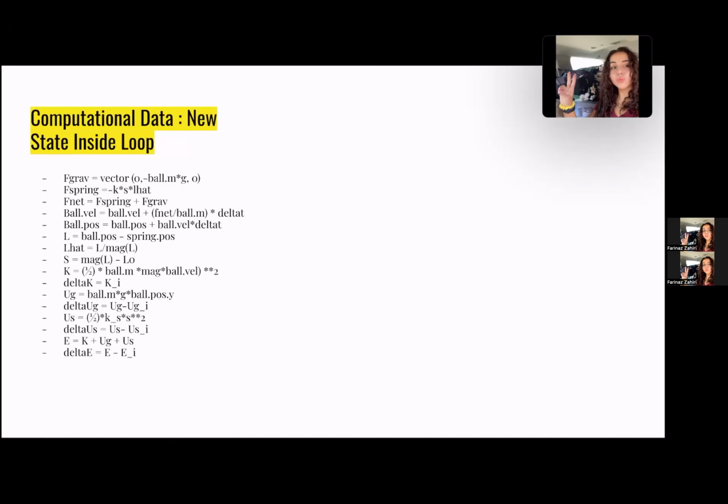So for this program, we used a loop, and I changed a couple of things in this loop. For gravity and spring force, I was able to get the net force to be a summation of these two forces. Also, through Newton's second law, we can get the ball's velocity and position. We were also able to get the L and the L hat, as well as s, which is just L minus L naught. And we also got the gravitational potential energy and the potential spring energy, and changes in both of them. We are able to solve for delta.